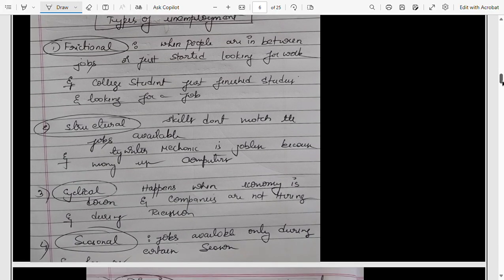Now the important part is, what are the types of unemployment? The first is frictional unemployment. What do you mean by this? Here, people are in between jobs or have just started looking for a job. For example, college students who just finished their exams or just passed out from college are in search of a job. This comes under frictional unemployment.